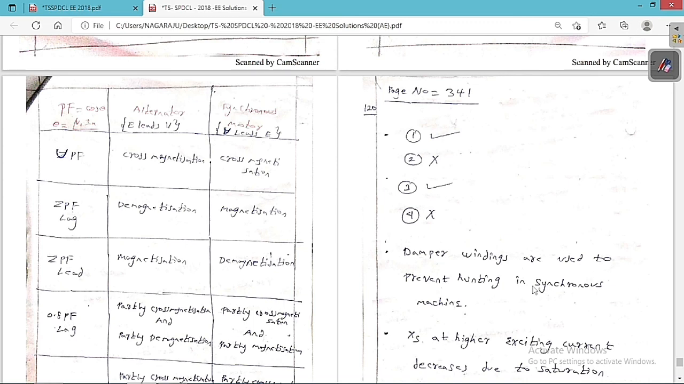Damper windings are used to prevent hunting in synchronous machines. I already told you damper windings prevent hunting in the synchronous motor and also in the synchronous generator. In the synchronous motor they prevent hunting and also provide the starting torque, whereas in the case of the synchronous alternator they prevent hunting and also prevent the negative sequence field currents.